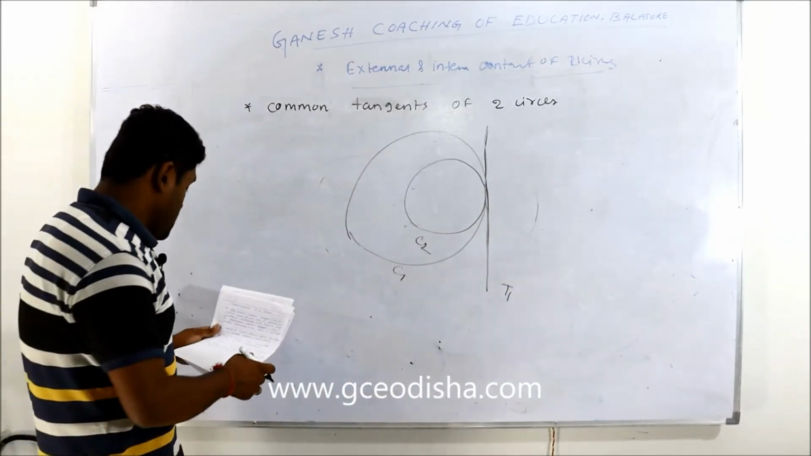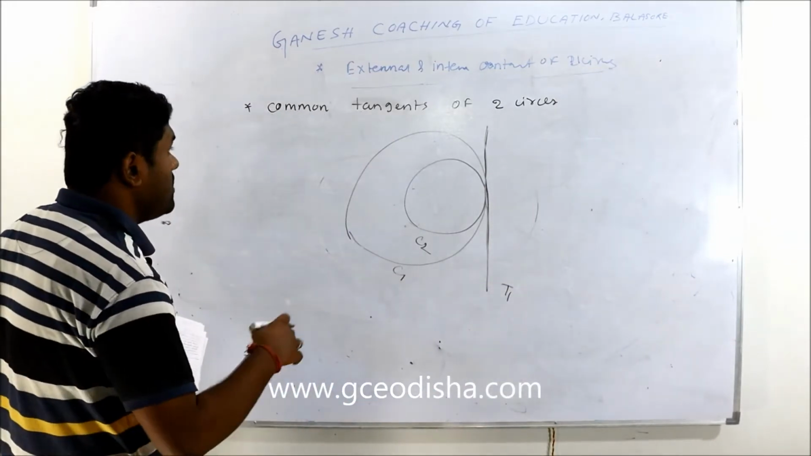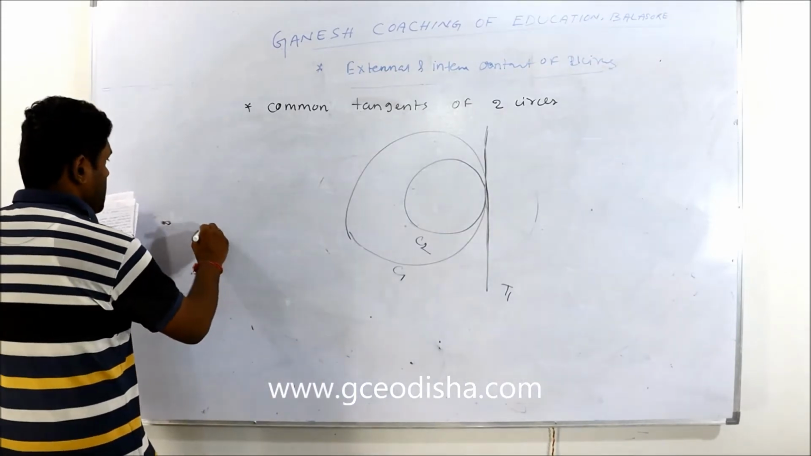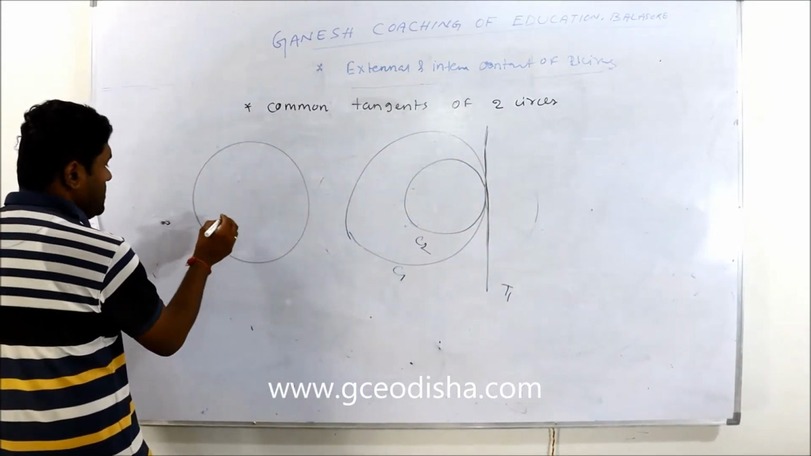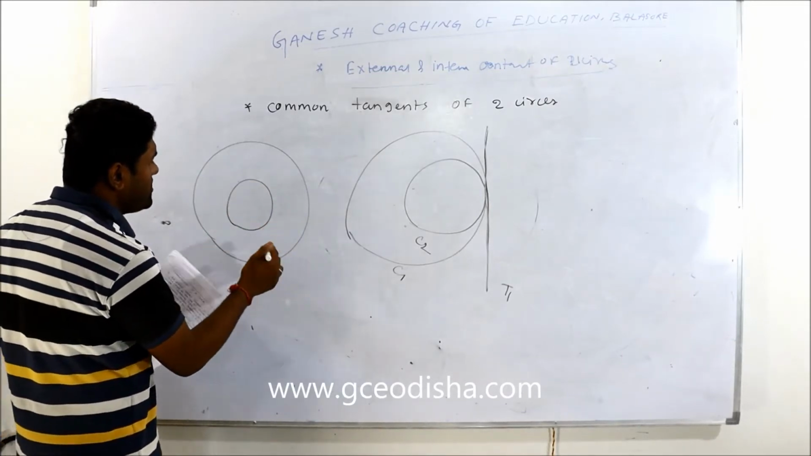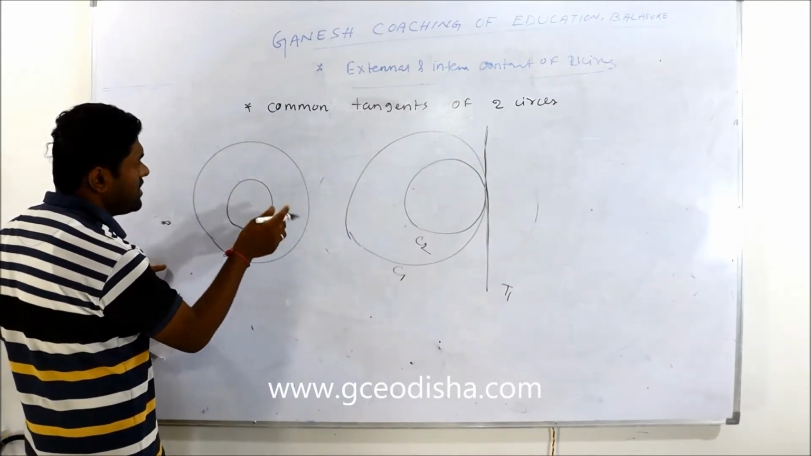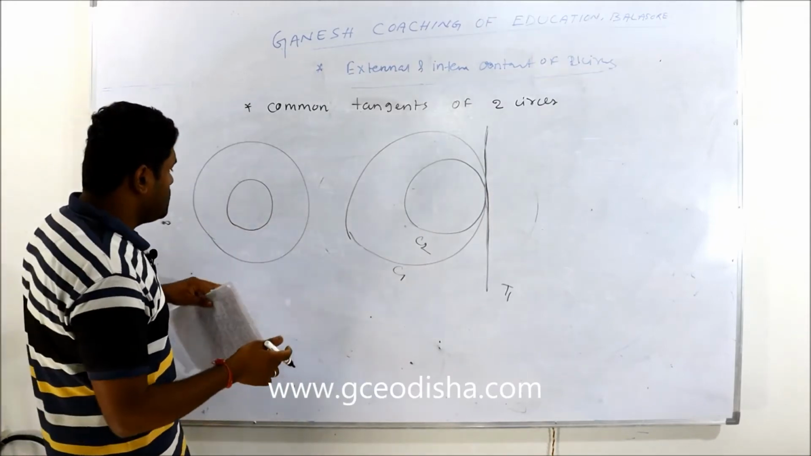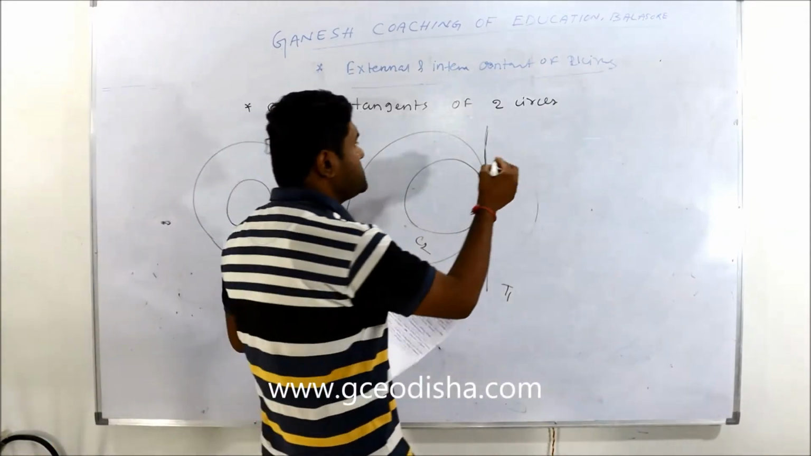Okay, and the last concept: when a circle lies inside the other circle, then there will be no common tangent. How can you draw a common tangent? We can't draw a common tangent between the two circles. So these are the conditions given.